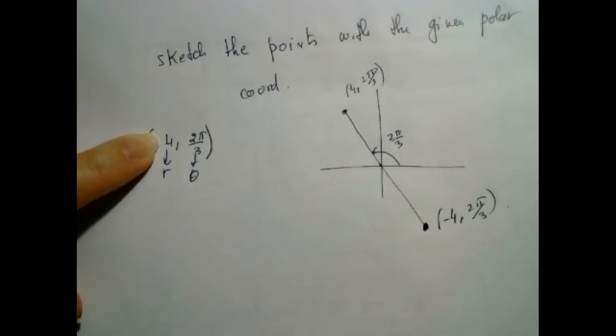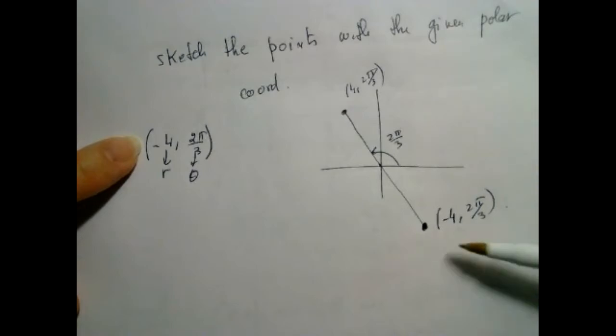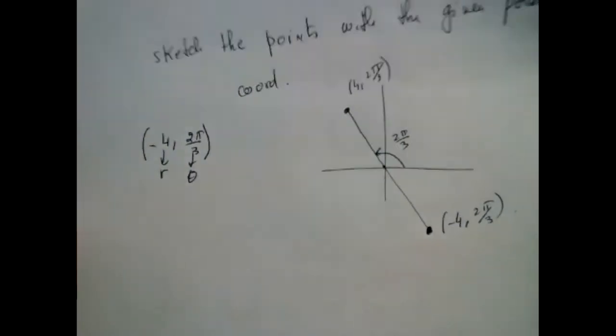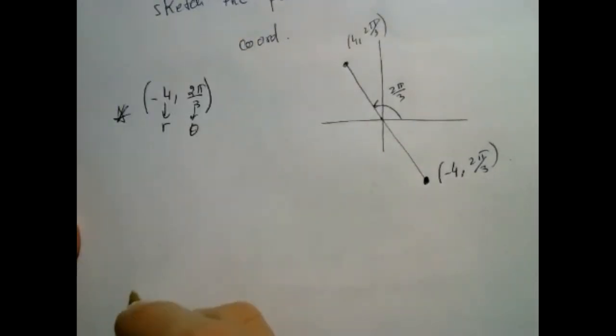Okay, that's the definition of negative r. So first we draw the one with positive r. Then we take its reflection with respect to the origin. We get the one with negative r. So that's the definition of a negative r. So we're going to take 2 more points, so this idea will become fairly clear.